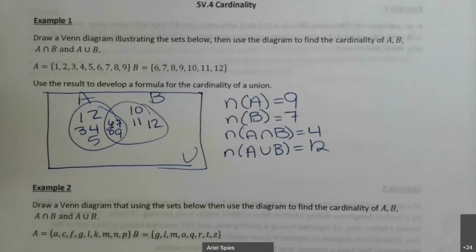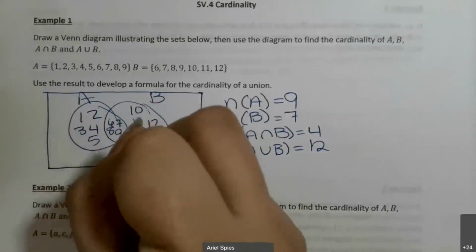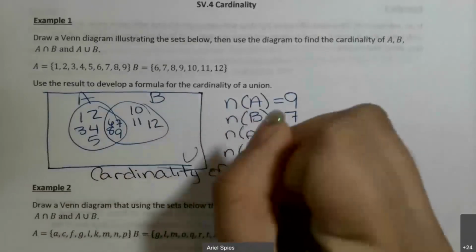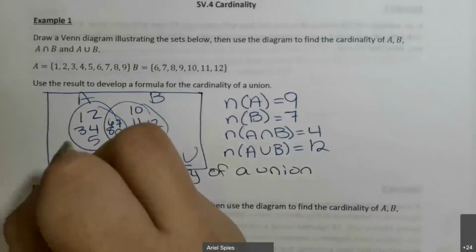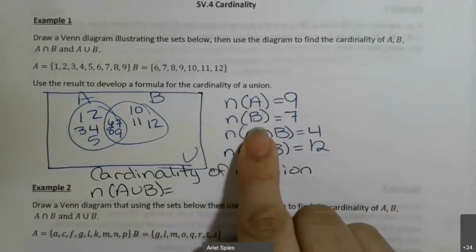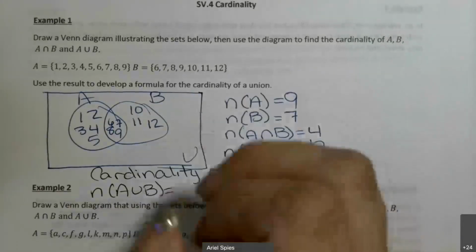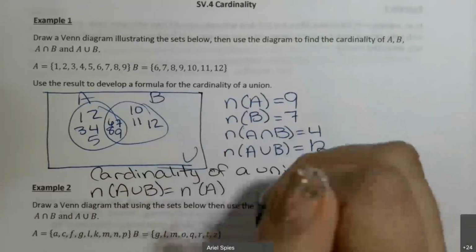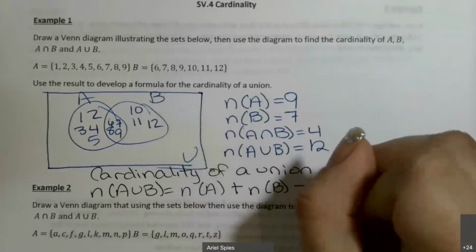Okay. Then it also wants me to come up with a formula for the cardinality of a union. I'm going to write this in black because it's not part of the answer, but it is helpful. So for the union, what I can do is I can add the two regular sets together, the cardinality of A and B, and then if I subtract the overlap, it will give me the union. The reason this works is because the overlap is counted twice.